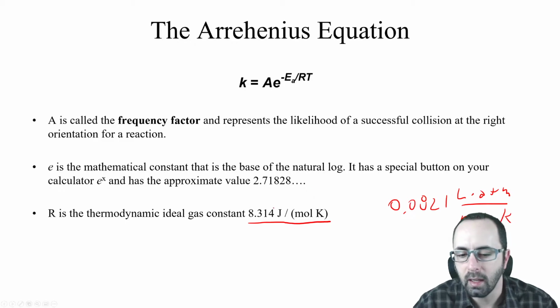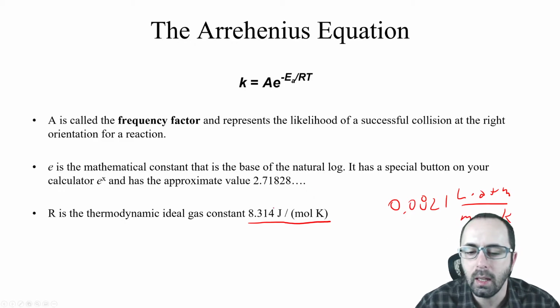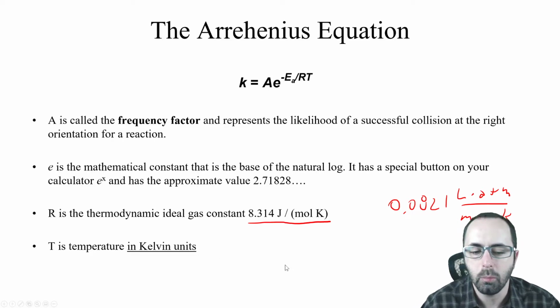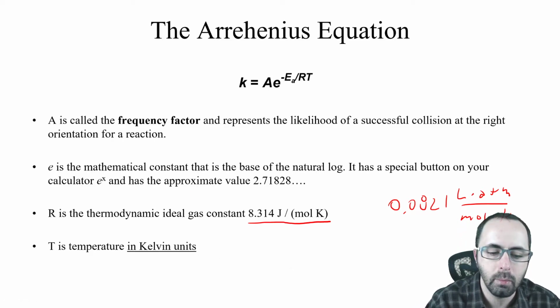Activation energy is an energy. It's going to be in joules, so we need a constant that also has joules in it. T is going to be the temperature in Kelvin units. And then we're going to go into more detail on the activation energy in a little bit. But it's really important that the temperature is in Kelvin units.